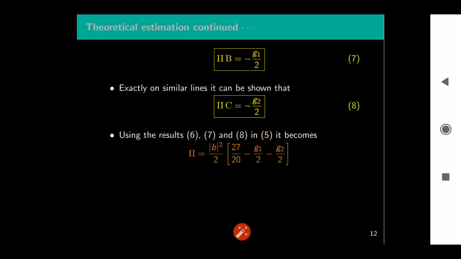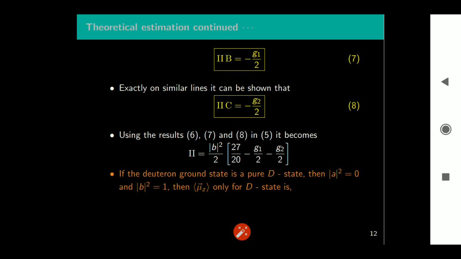That's equal to modulus of b square by 2 multiplied by 27 by 20 minus g1 by 2 minus g2 by 2. So you can substitute the values of g1 and g2 and you can get the value of 2. What is important, if you assume that deuteron is made up of pure d state, then mod b square is 1, mod a square is 0.